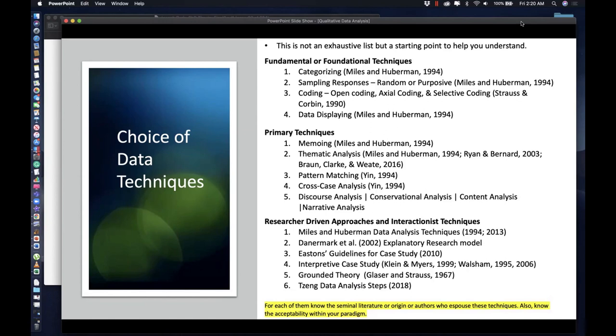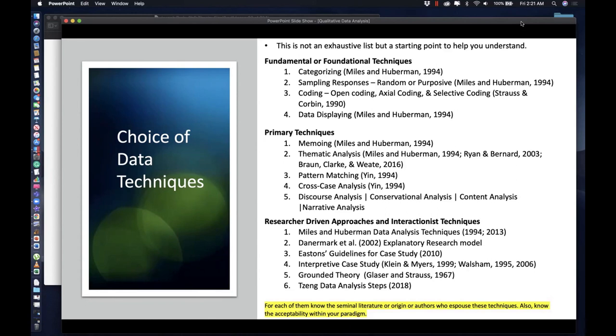Categorizing is a technique that we use at the first level, and Maus and Human talk about that. So the references there are some of the authors that you can find who discuss these things. Now, sometimes because the data is plenty, we have to sample responses. So you have to choose from different respondents to use their work. Sampling of responses is also discussed by Maus and Human.